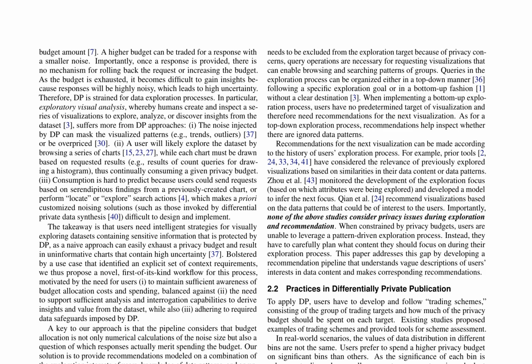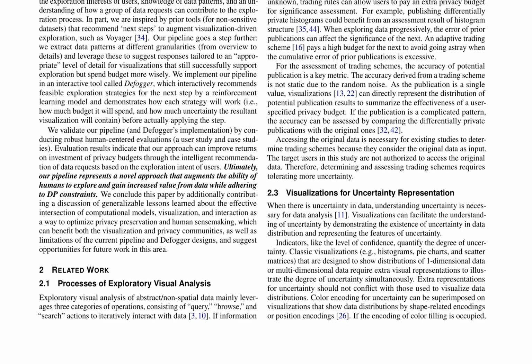This work intersects with existing research in exploratory visual analysis, differentially private publication, and visualizations for uncertainty representation. In exploratory visual analysis, iterative interactions with data are used to inform recommendations for the next visualization. However, existing studies do not consider privacy issues during exploration and recommendation.